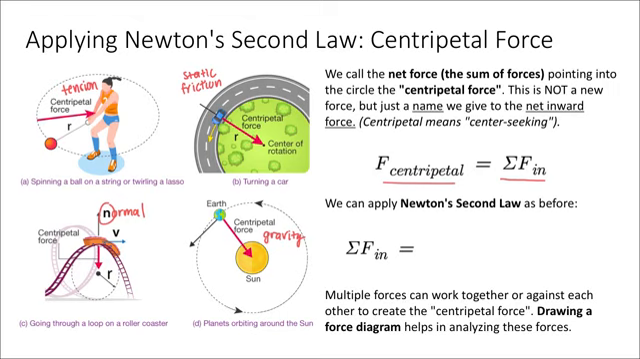And we can apply Newton's second law just like we did before. The net force in any direction is equal to the mass of the object multiplied by the acceleration of that object in that direction. And so earlier I said we call this the centripetal acceleration. I'll also call this the inward acceleration, or the acceleration pointing inward into the circle as we defined previously. And again, multiple forces can either work together or against each other to create this centripetal force.